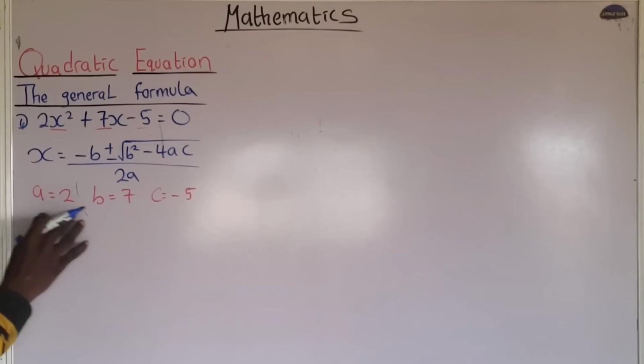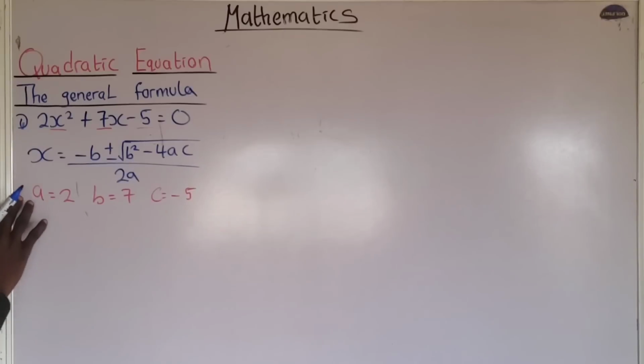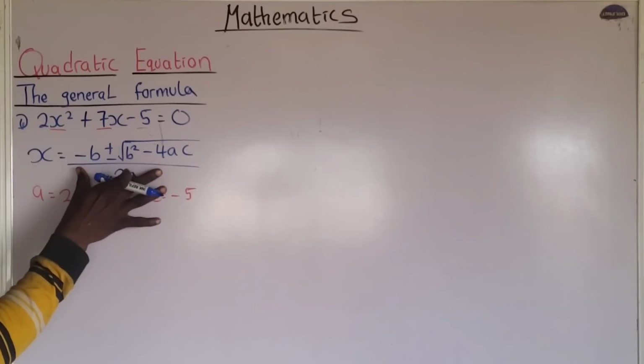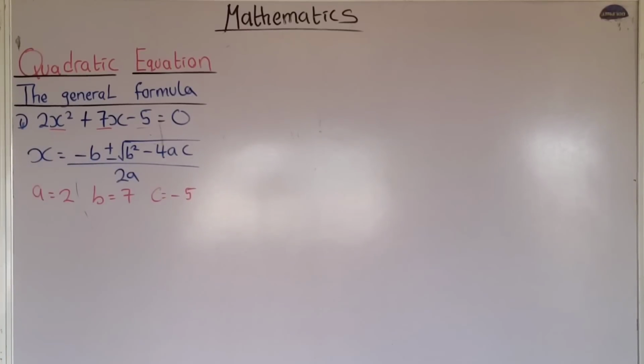Now, having identified your a, b, and c, by substituting all these values into this quadratic formula and simplifying it, you are going to arrive at the value of x. Do you understand? Okay, let's proceed.